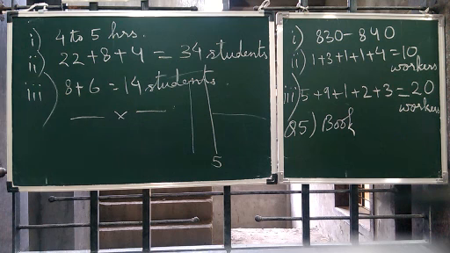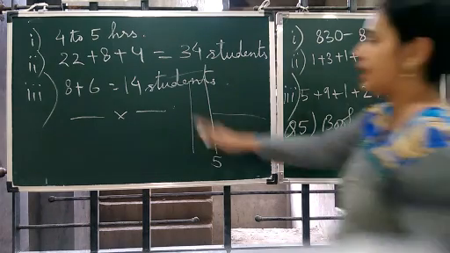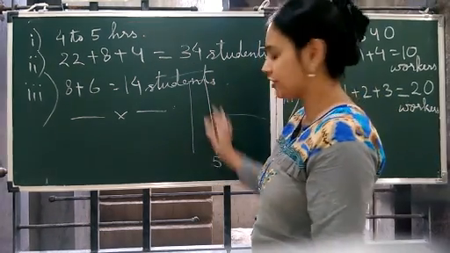Now there is the circle graph. Okay. Now, like we have drawn a bar graph, this is a bar graph where we draw the bars.